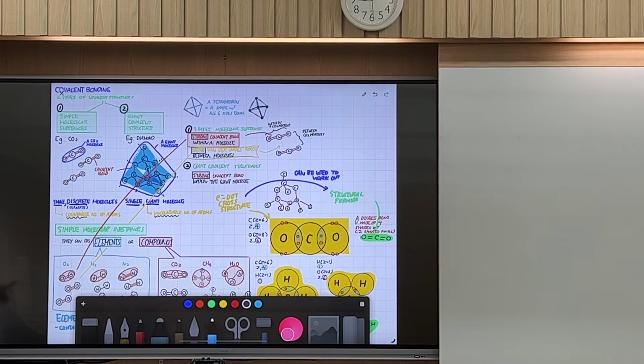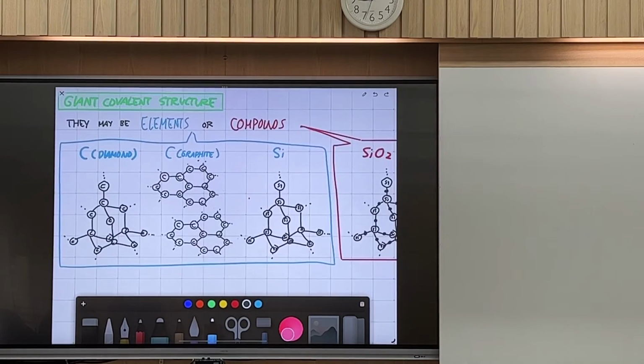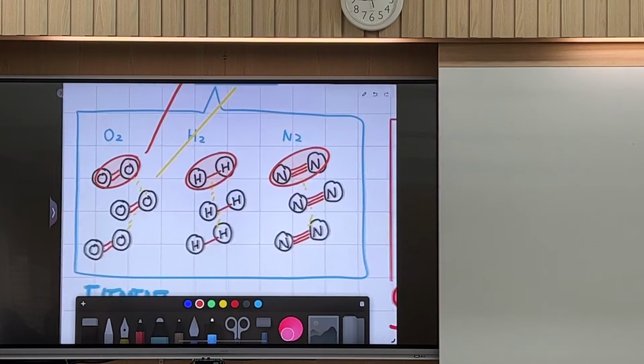Look at these structures, simple molecular substances, and then go back and look at the giant covalent structure. What is the main difference that you see? In giant covalent structure, you will see mostly strong covalent bonds. You don't find any weak van der Waals force, at least not for diamond and silicon and SiO2. You will see only strong covalent bonds throughout the entire structure. You don't find any of those weak forces.